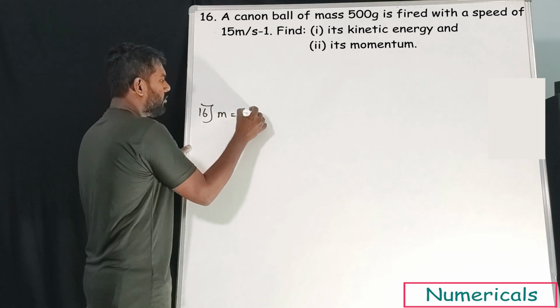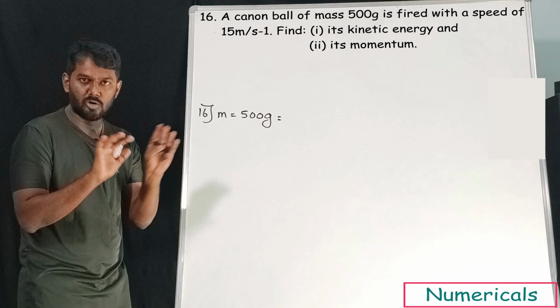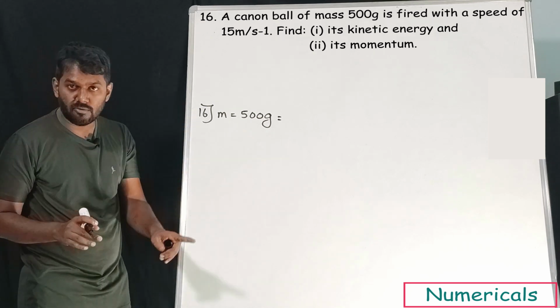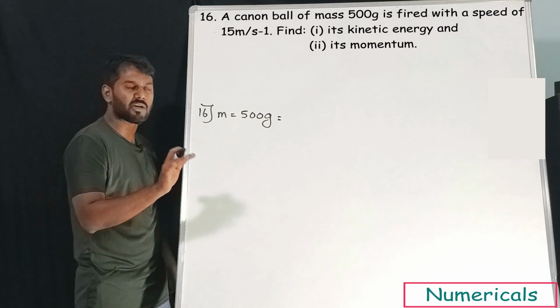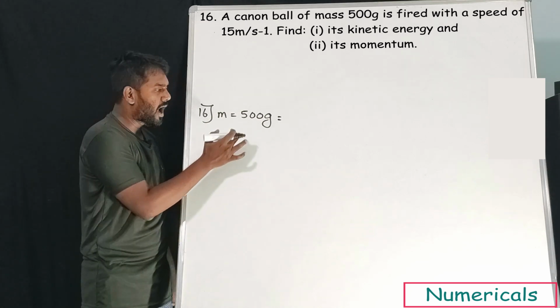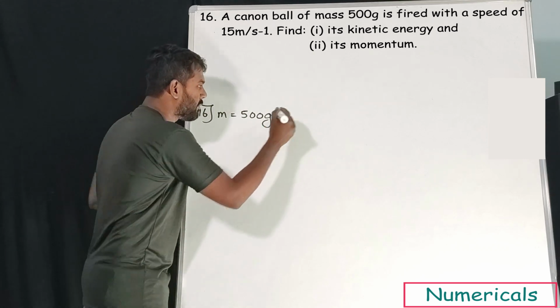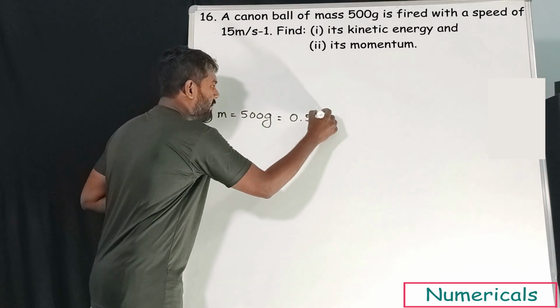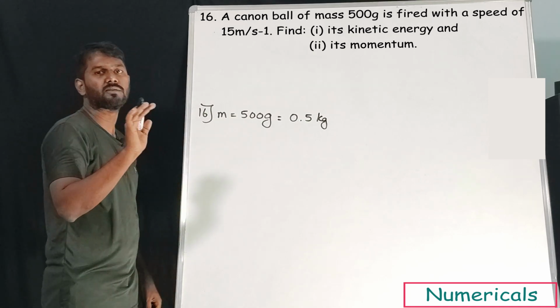Mass is equal to 500 grams. Do you think this is the SI unit of mass? No, right? Before substituting the values, we have to convert that into its SI unit. What is the SI unit of mass? Kg. How do you convert from gram to kg? 500 grams is nothing but 0.5 kg. So gram to kg, divide by 1000.